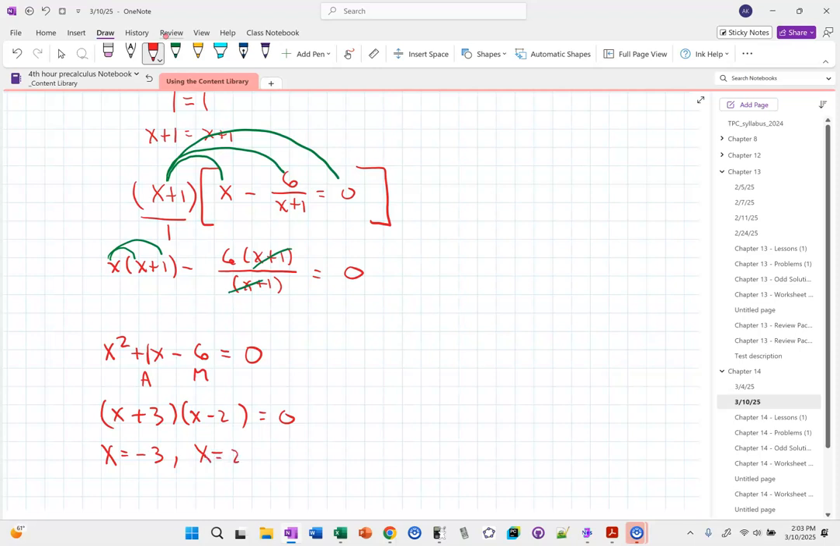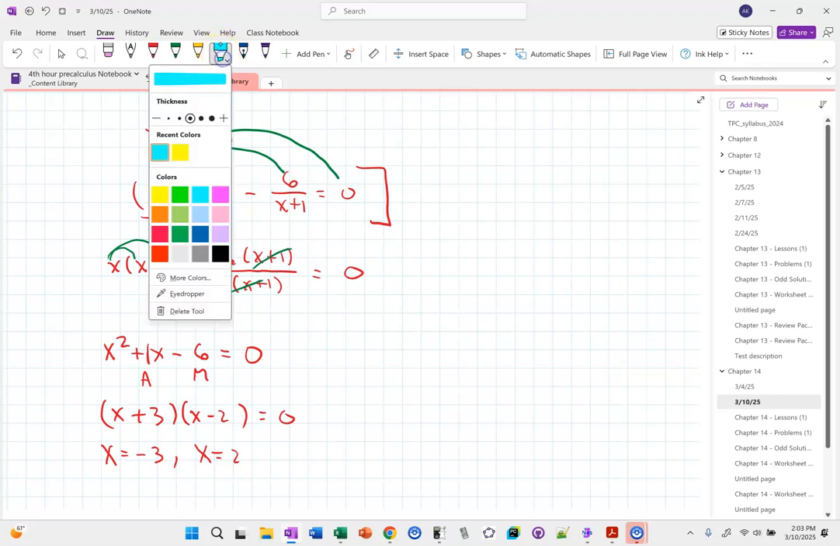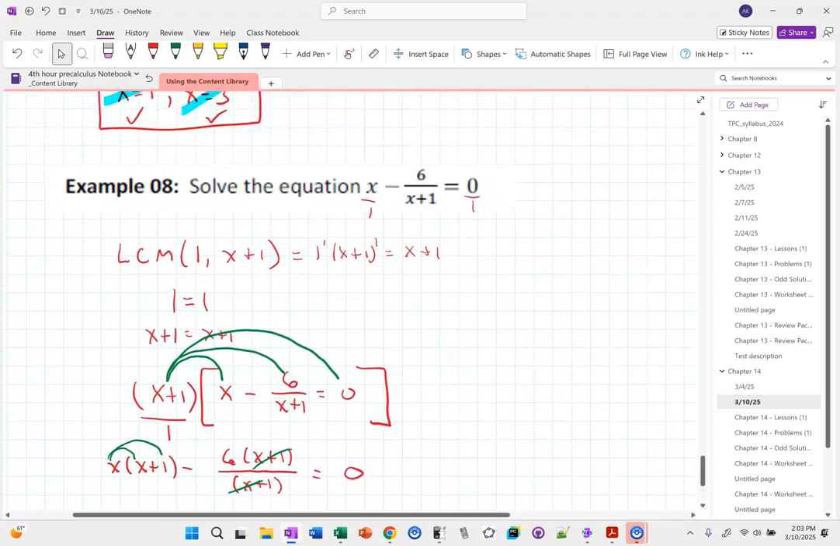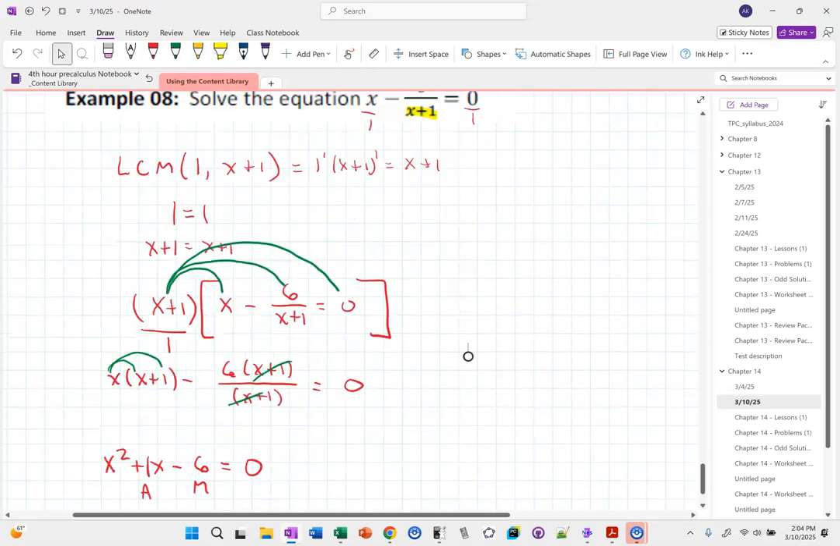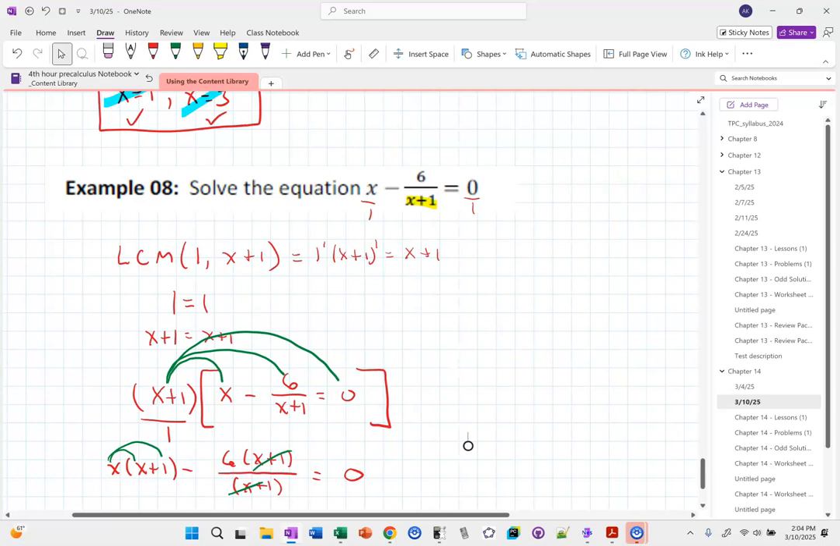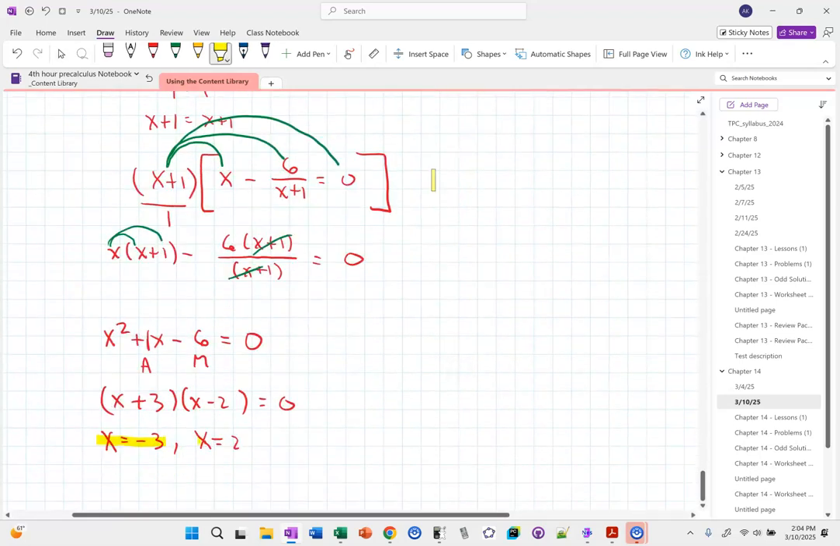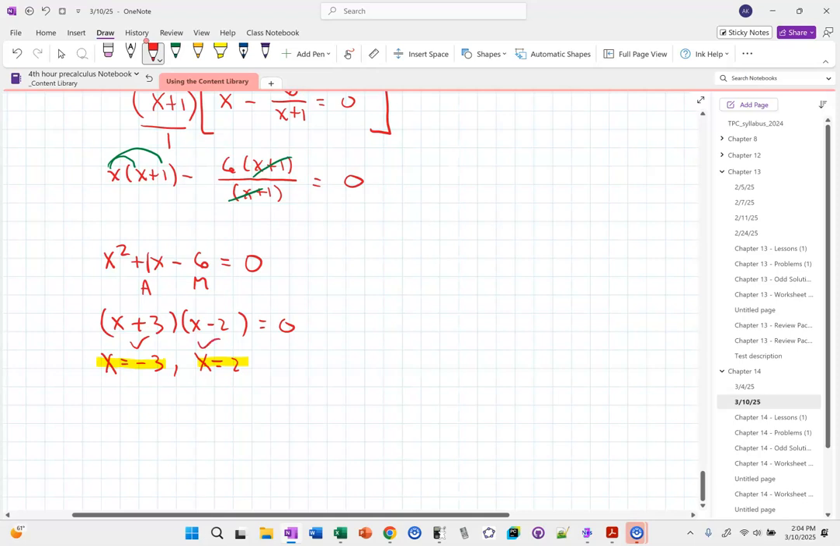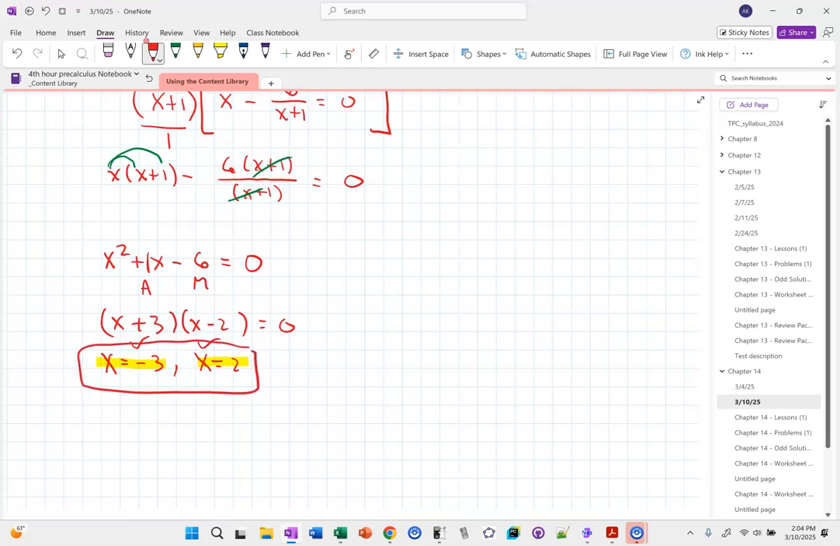Are we done? No. What do we still have to do? Yeah, we have to check for extraneous solutions. So if I go back to the original, if I plug in -3 into the x plus 1, does that make a 0? No. If I take +2 and plug it into the x plus 1, does that make a 0? No. What does that tell me? They both work. They are not extraneous. So extraneous are ones that do not work. These are just solutions.